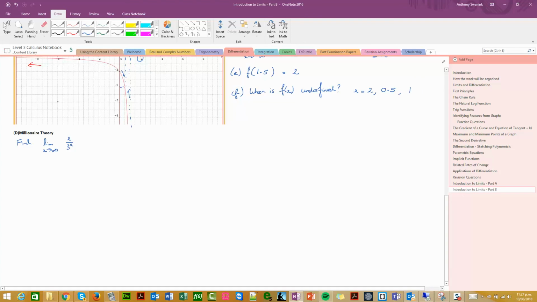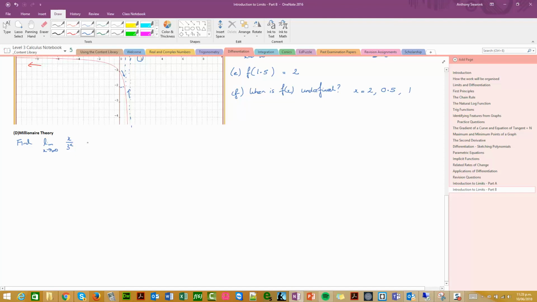Okay, so this millionaire theory one, what's this about? Well, in this case, what we're asked to do is to find the limit as x tends to infinity. In other words, as x becomes extremely large, what is happening to the function? Well, sure, we could graph this. That is definitely one way, but here's another alternative.